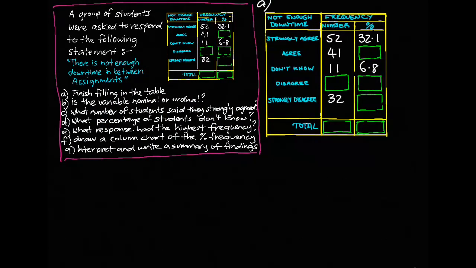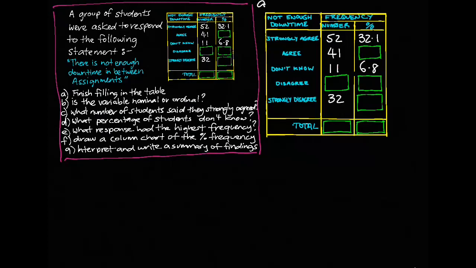Okay, firstly, part A, finish filling in the table. There's a lot more items missing than you're used to here. We don't know the total or this value here. So there's 2 unknowns in the summation of that column, and there's 4 unknowns in the summation of this column.